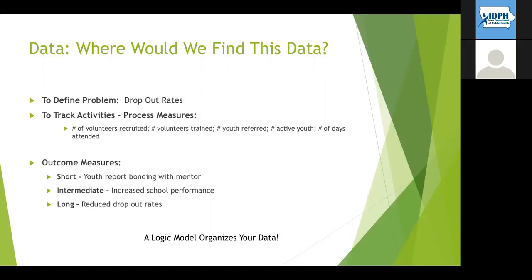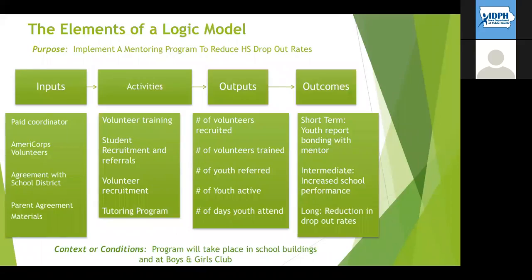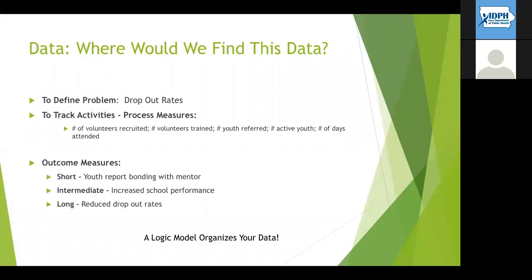So that's really important to understand, that we have the data to paint a full picture. Now, to track your activities is your process measures, and that one's really easy. We already talked about that on the last slide. Those are our outputs: the numbers of volunteers trained and recruited, the number of youth active and referred, and the number of days that the youth attend. So that's all your process measures.